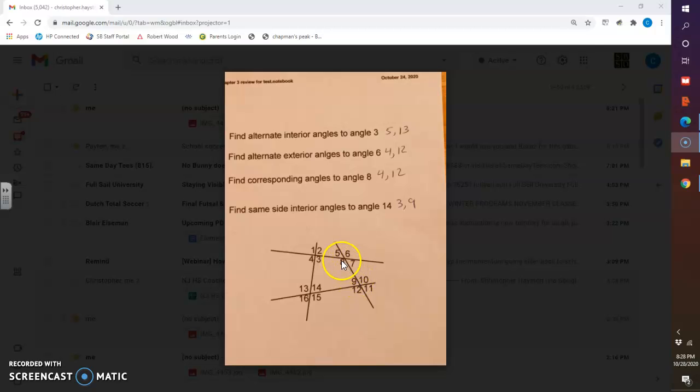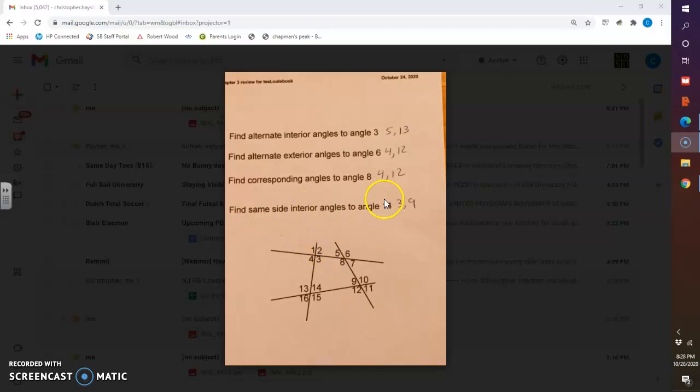For corresponding, angle 8, it's 4 and 12. If you notice, we're going to the bottom left here, so I get this vertex, bottom left, this vertex, bottom left, and they also have to be along the same transversal. That's why 8 and 16 are not corresponding. They're both bottom left, but they're not along the same transversal.